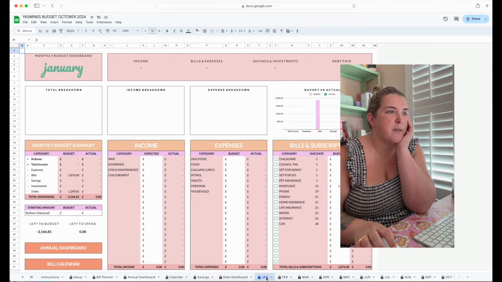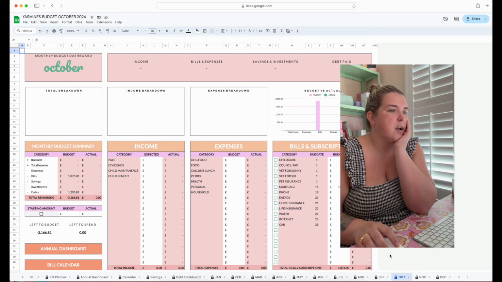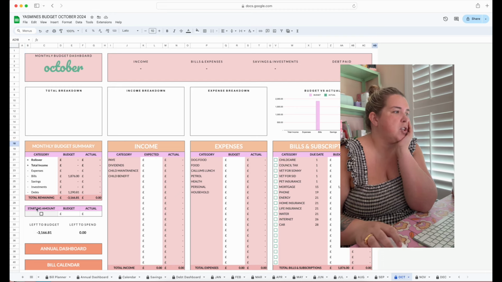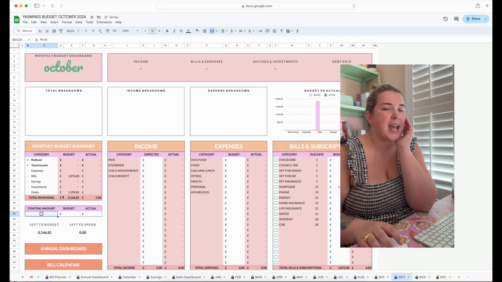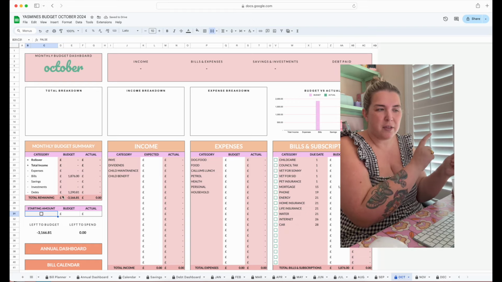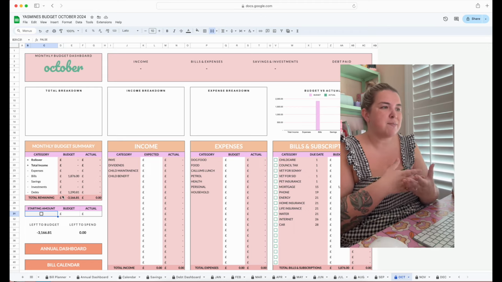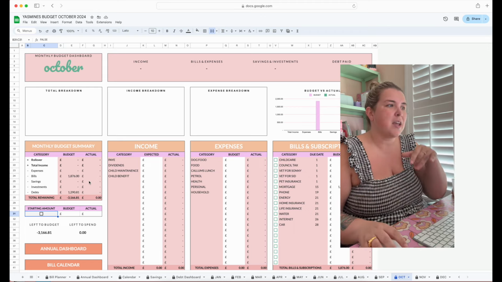And then you have the monthly spreads. There is one for each month. Obviously, like I said, we are in October at the moment. So I'm going to flip to October, and here you can say starting amount, and you can tick it, and that will carry over whatever money you had left over the previous month. It depends. If you do a zero-based budget, then you probably won't have money left from the previous month because it will have all been allocated to something.